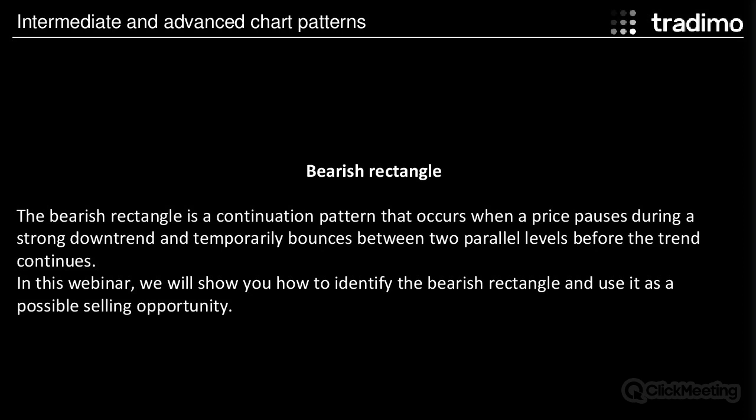We start with the bearish rectangle. The bearish rectangle is a continuation pattern that occurs when the price pauses during a strong downtrend and temporarily bounces between 2 parallel levels before the trend continues. In this webinar, we will show you how to identify the bearish rectangle and use it as a possible selling opportunity. The bearish rectangle is also known as a consolidation formation.